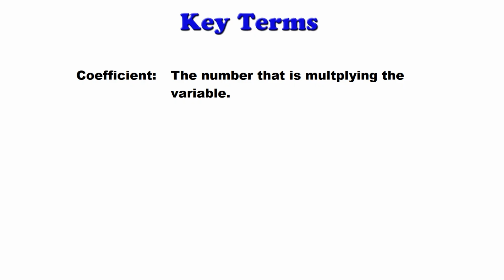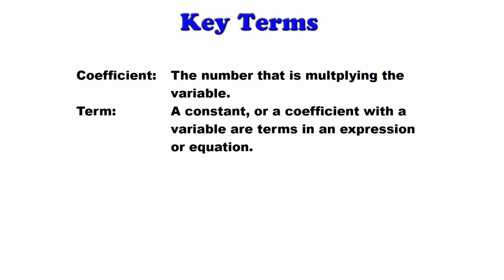First is coefficient. That's the number that is multiplying the variable. So when you see 2x, the 2 out front of the x is the coefficient. Term. A constant or a coefficient with a variable are terms in an expression or an equation.